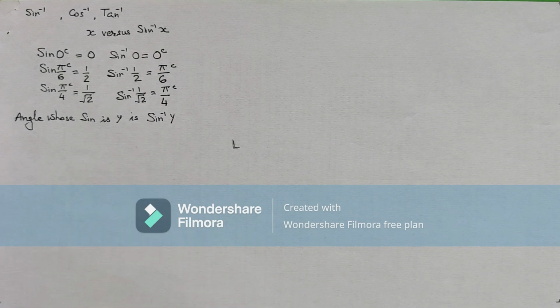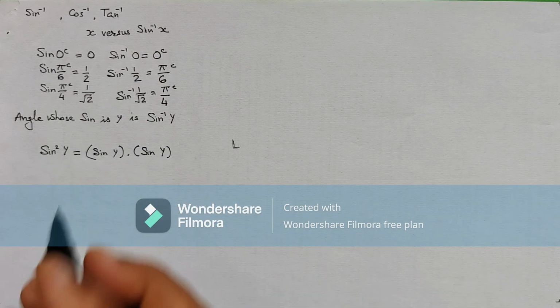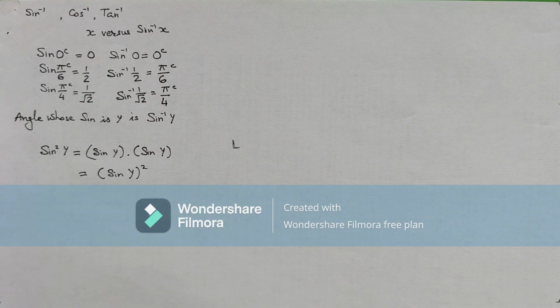Keep in mind that while the symbol sine square y is used to mean sine y into sine y, or you can say sine y whole square, a very similar looking symbol sine inverse y is used for an entirely different purpose: the angle whose sine is y. Simple, isn't it? Wish all things in life were as simple. Unfortunately, they are not.